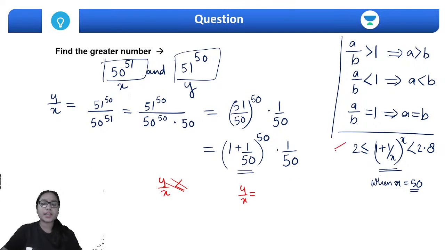Please make use of this inequality and tell me which would be the correct answer.